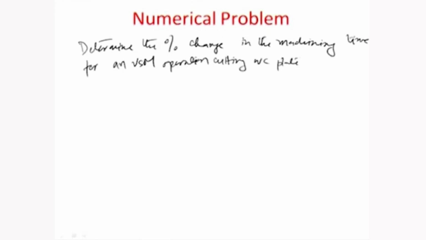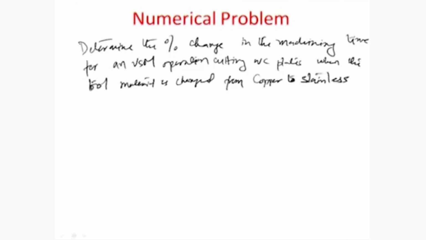When the tool material is changed from copper to stainless steel, intuitively one can assume that what should change is the lambda value. Lambda, as you know already, is the hardness of the workpiece by the hardness of the tool, and the tool material is changing from copper to stainless steel, SS. So, because of this, the overall lambda value should change.